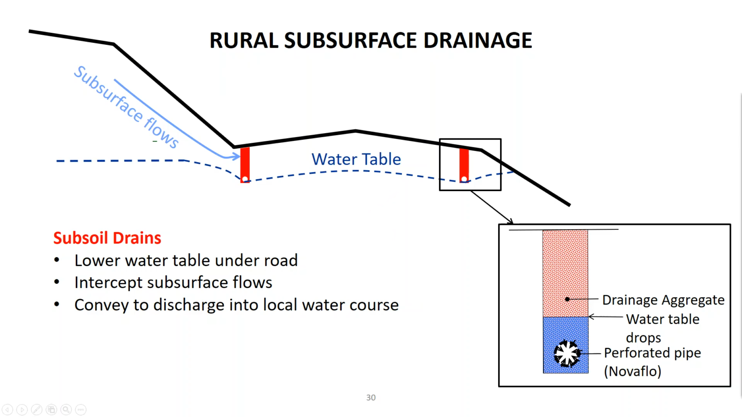Subsurface flows from the areas above the road can also flow into the road area. The subsoil drains intercept this flow before it gets to the road, which once again prevents the subbase or subgrade getting saturated or weakened.